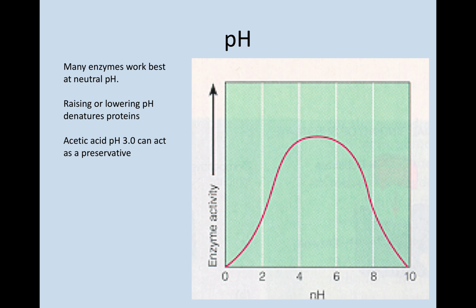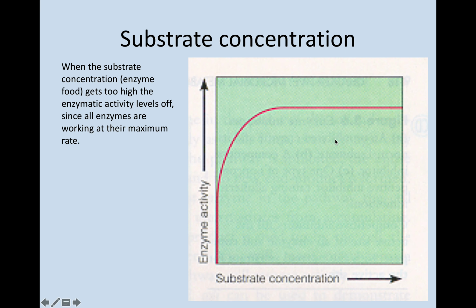Again, pH can influence the activity. Like we said before, organisms have optimal pH ranges in which they can function. Also, substrate concentration influences enzyme activity. Basically, if you increase the substrate, the enzyme food, more and more, that enzyme activity will level off. So the enzyme can only work so fast.